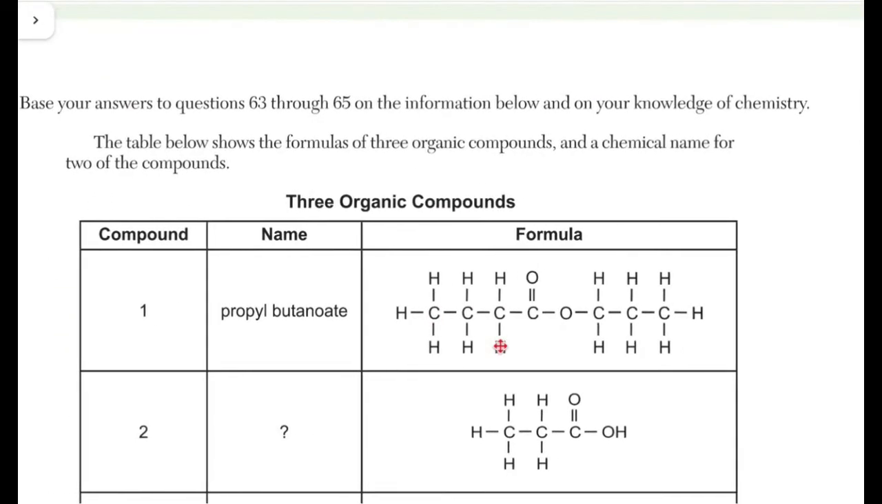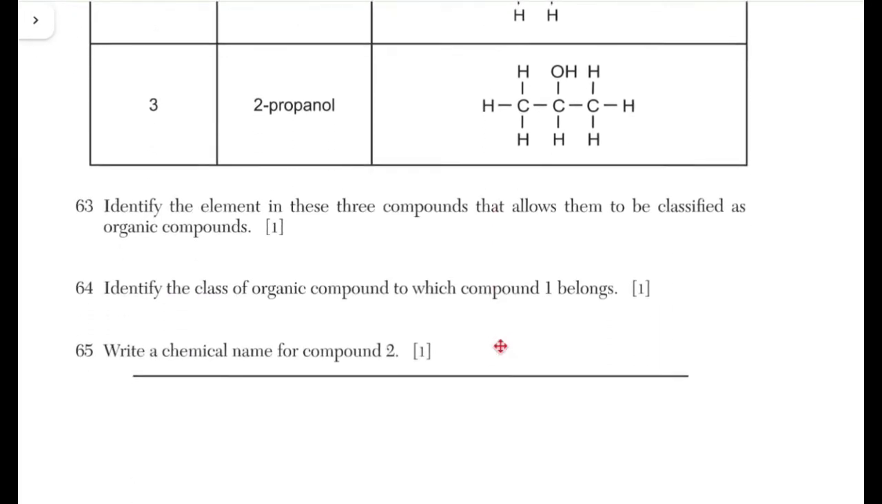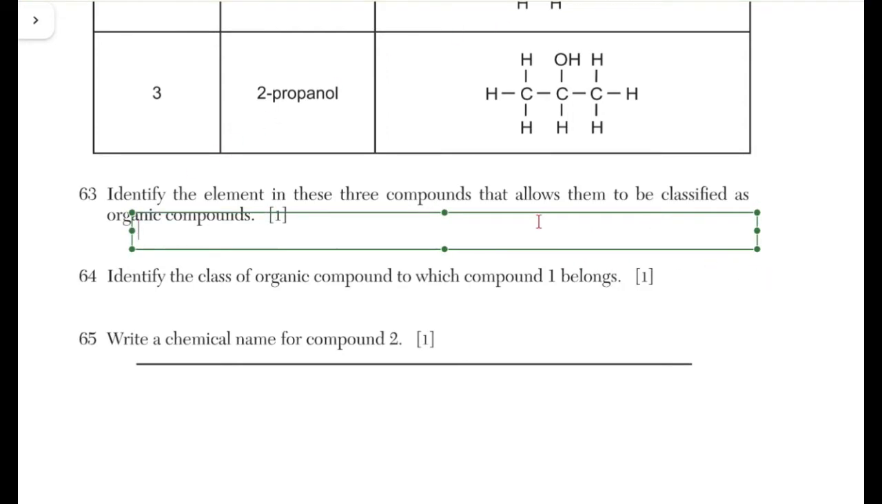The table below shows the formulas of 3 organic compounds and a chemical name for each one of the compounds. Identify the element in these 3 compounds that allows them to be classified as organic compounds. You have to remember that the presence of carbon in a compound allows it to be classified as an organic compound.